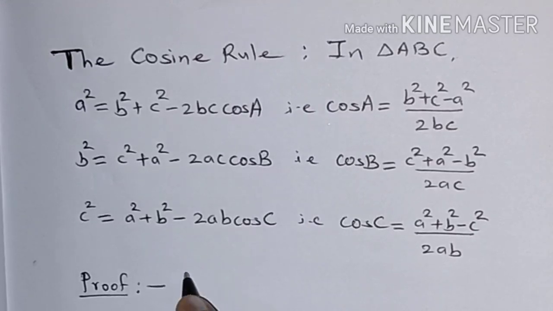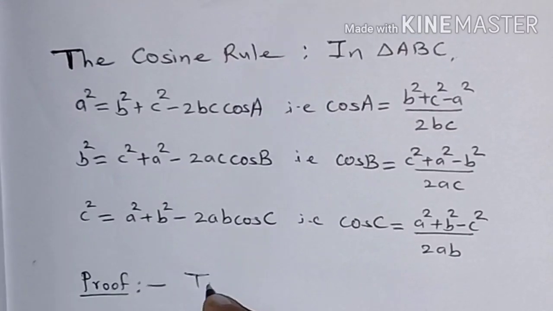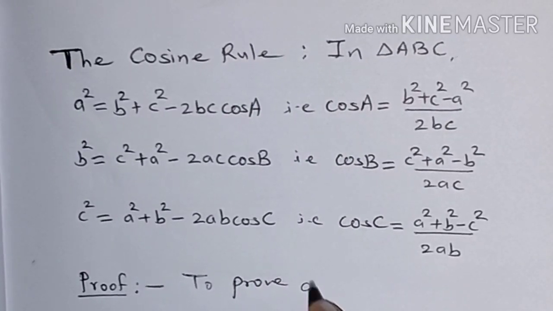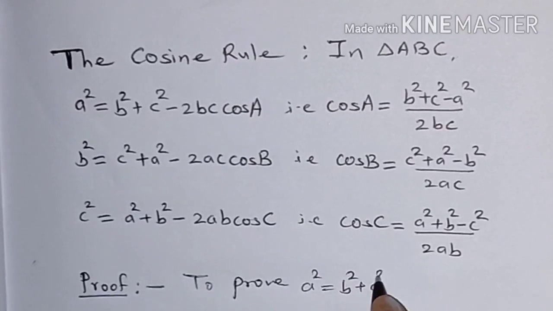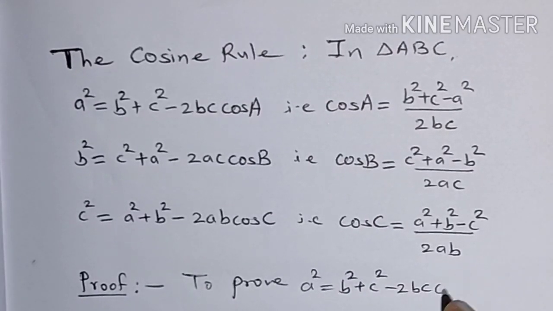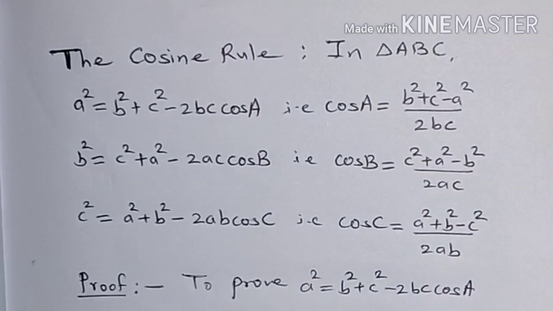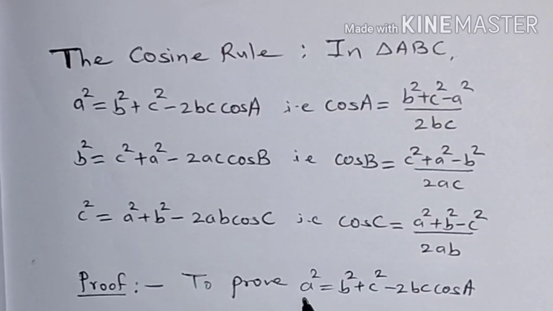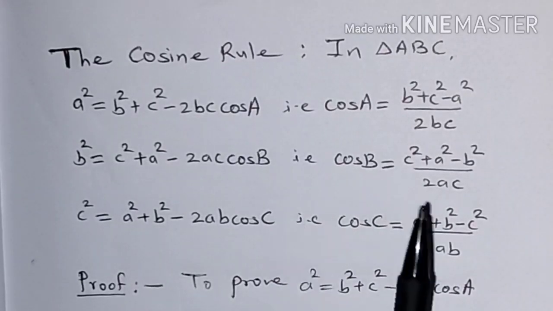So right now we are going to prove a square is equal to b square plus c square minus 2bc cos A, with the usual notations. That is, small a, small b, small c are the sides. Small a is the side opposite to angle A, b is the side opposite to angle B, c is the side opposite to angle C, and capital A, capital B, capital C are the angles.